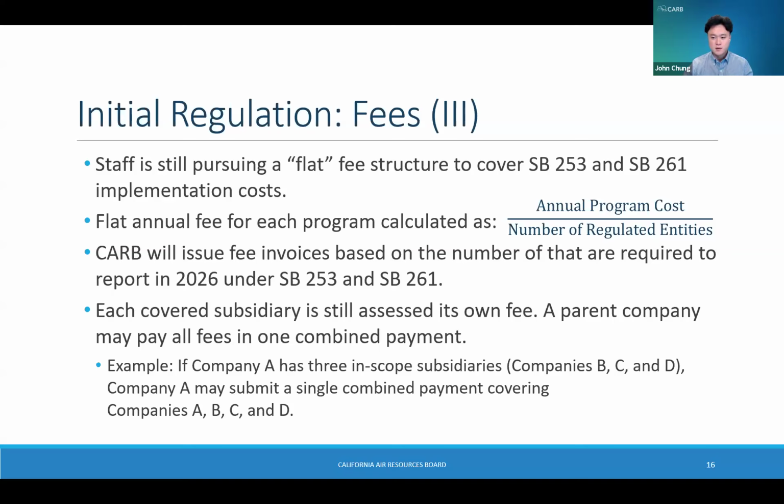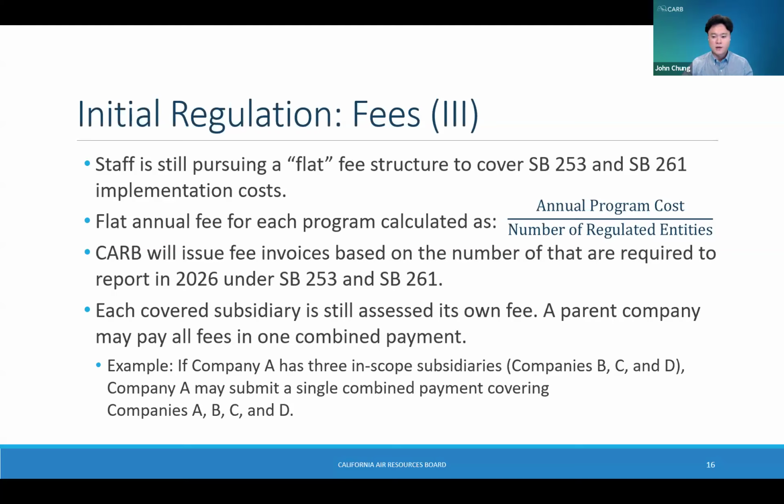process. CARB will develop fee amounts based on the number of entities that are required to report in 2026 under SB 253 and SB 261. Each covered subsidiary is still assessed its own fee. A parent company may pay all fees in one combined payment if they choose to do so. So for example, if Company A has 3 in-scope subsidiaries, Companies B, C, and D, Company A may submit a single combined payment covering Companies A, B, C, and D.